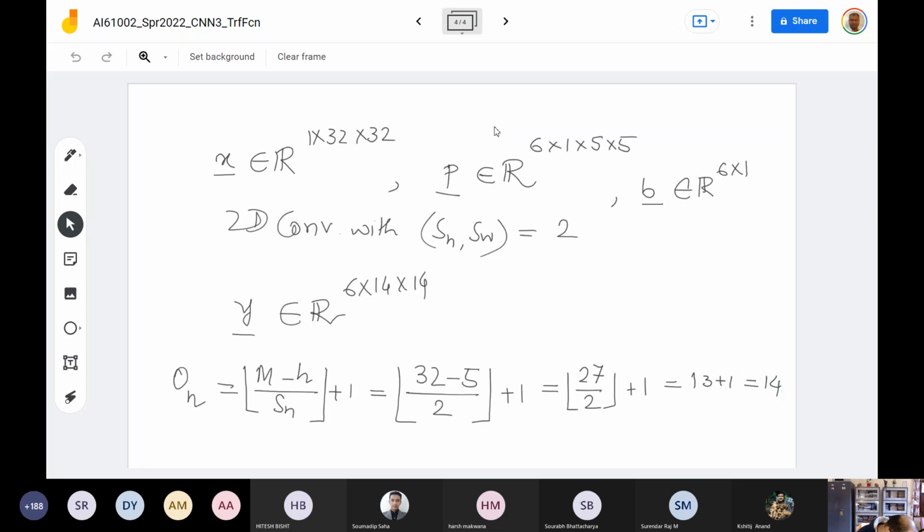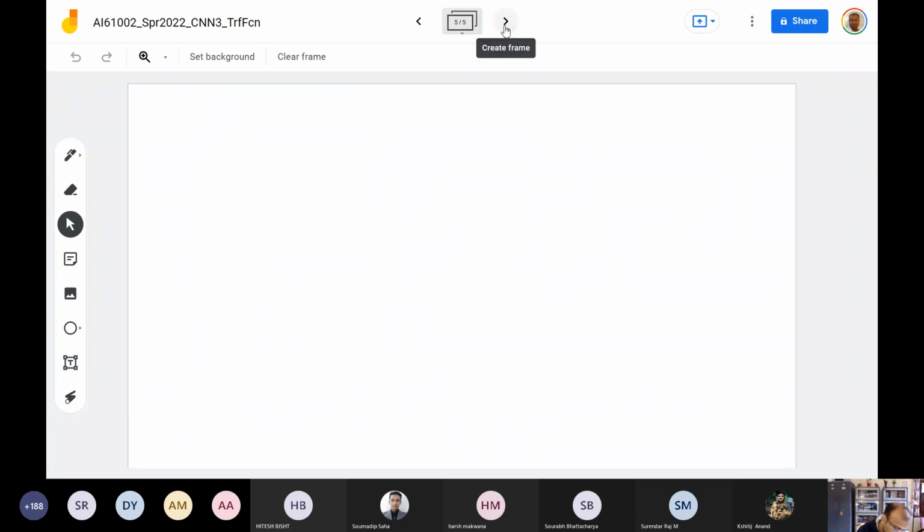Okay. Similarly, your OW will also be N minus W by SW, floor of it, plus 1, which also ends up becoming 14. So now what you can see is that you can actually control the size of your output parameters over there. Now there is also another thing which is called padding.